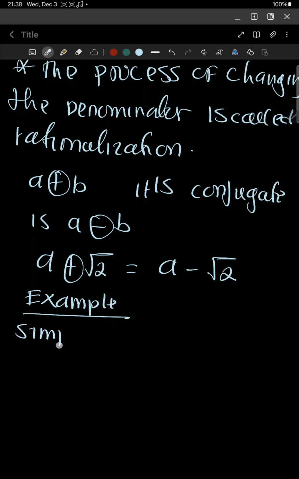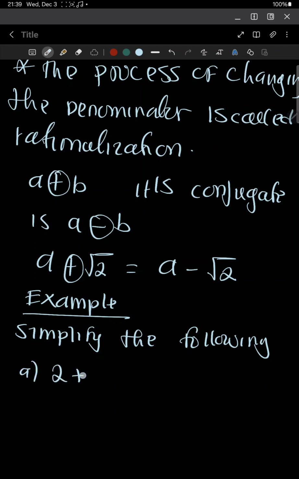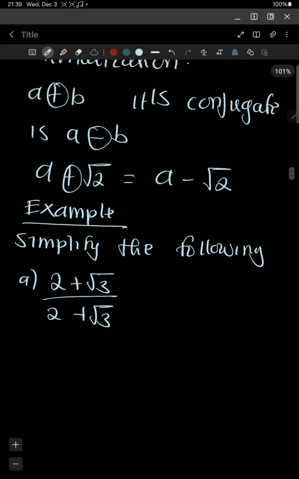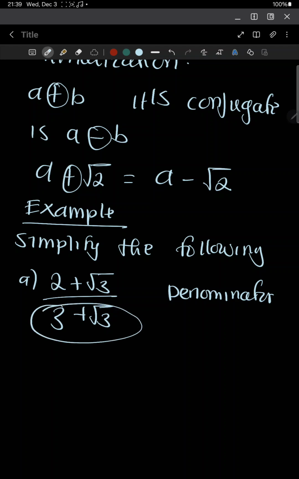Therefore, for you to understand further, we'll start with this example. So simplify the following. Our first question states that we have 2 plus square root of 3 divided by 3 plus square root of 3. So take note of this. We are rationalizing the denominator. We are finding the conjugate of the denominator. You need to know which figure represents the denominator. So this is the one which represents the denominator.